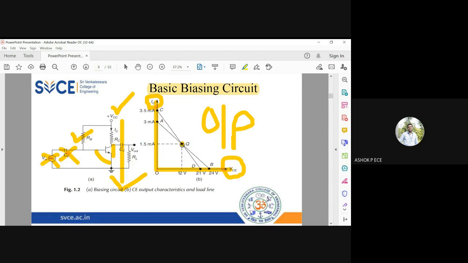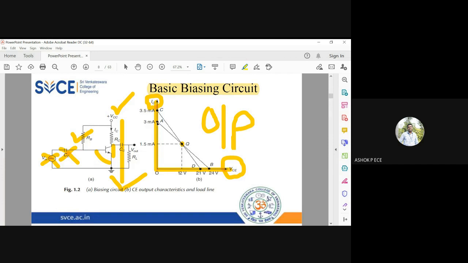the Q point. So if you want your BJT to work as a common emitter amplifier, your current through the device should be 1.5 milliamps and VCE should be equal to 12 volt. It should be half of VCC and half of the maximum IC. Okay, so AB is your DC load line.